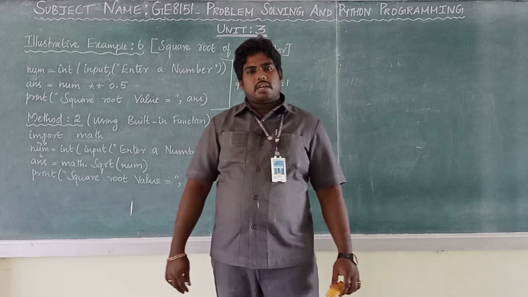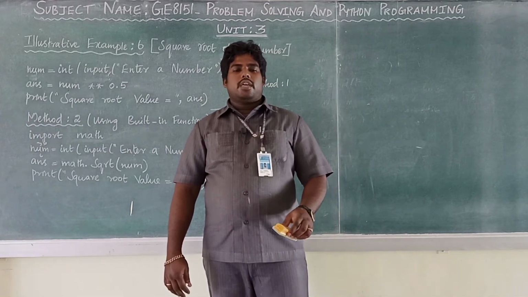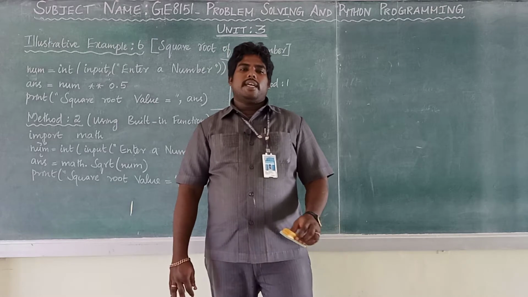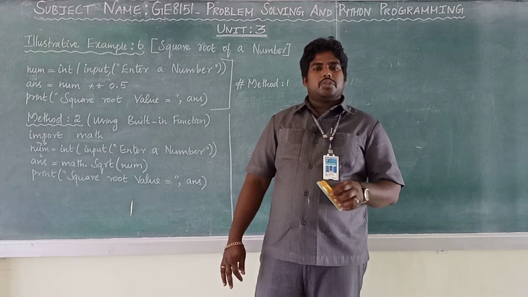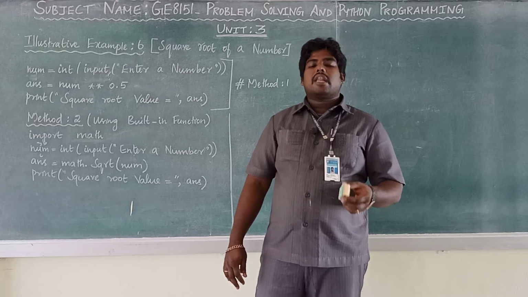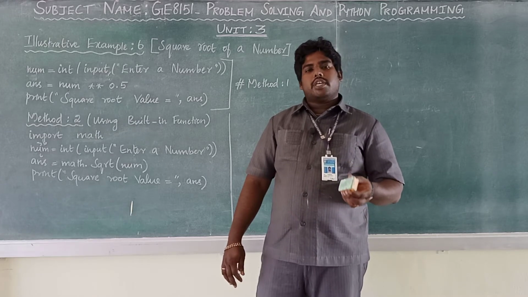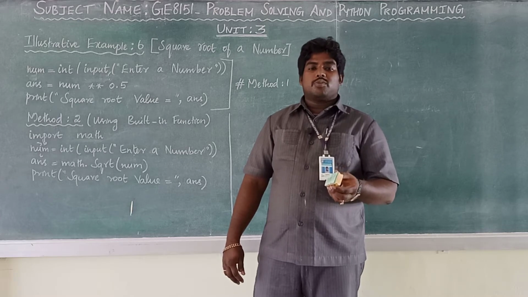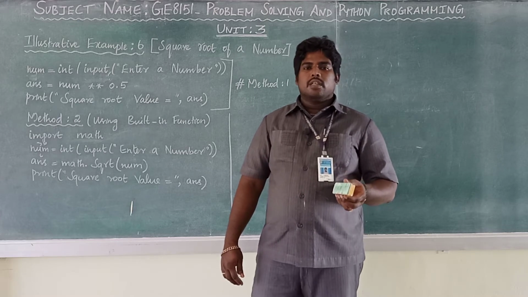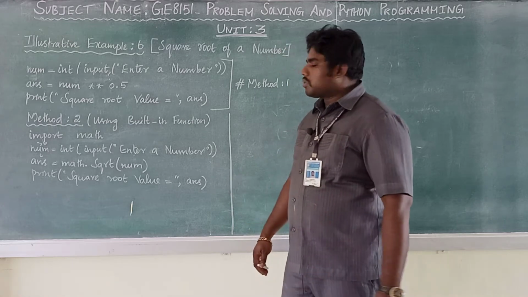In this video class, I am going to explain one of the illustrative examples, to find a square root of a number. Here is one important thing: all the illustrative programs present in your units 2, 3, 4, 5 come for your lab also. So the illustrative examples are not only important for your theory, they are also useful for your lab programs. So here I am going to explain the square root.